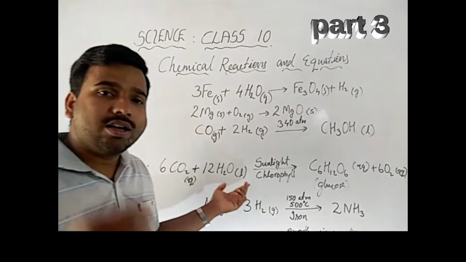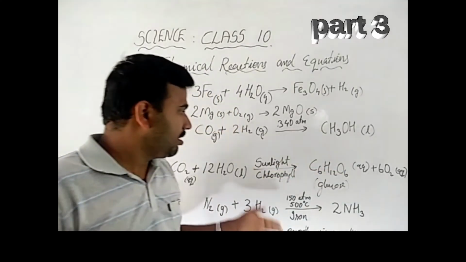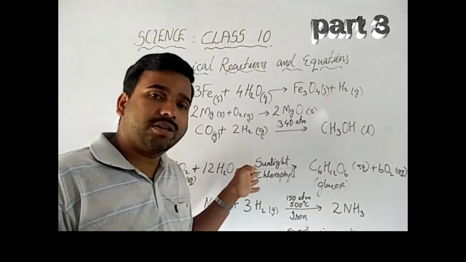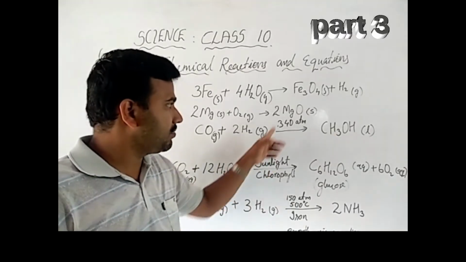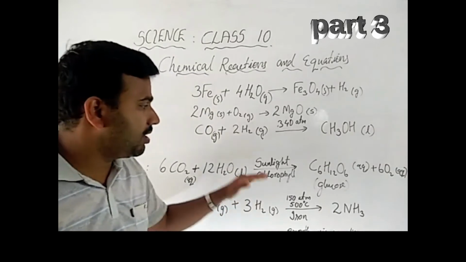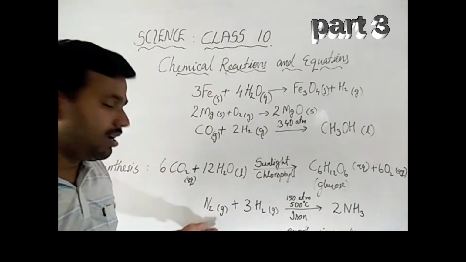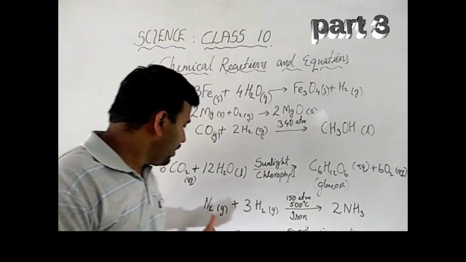So this is the information that we obtain from this particular chemical equation. We can mention the physical states of the reactants as well as the products, or we can write the conditions of temperature, pressure, or what the requirements are for that particular chemical reaction to be carried out. The next equation we can see is the formation of ammonia.